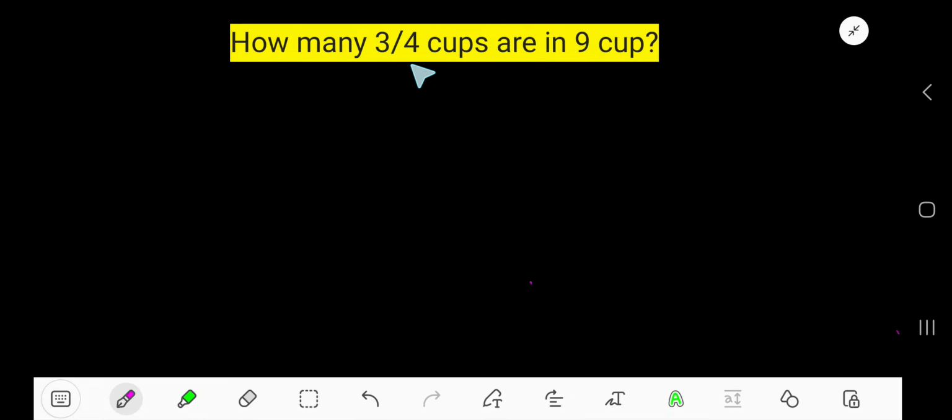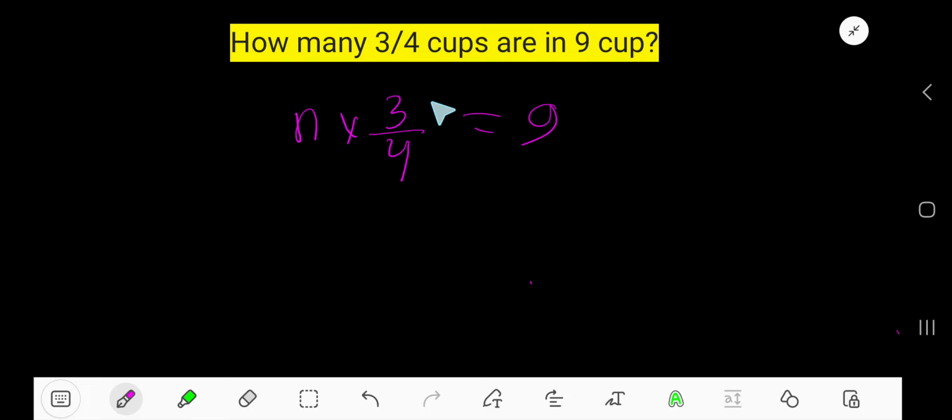How many 3/4 cups are equal to 9 cups? That is, how many 3/4 cups of something do you need to add to equal 9 cups? Let's say, repeated addition means multiplication. Let's say n times we have to add 3/4 cup of something to equal 9.